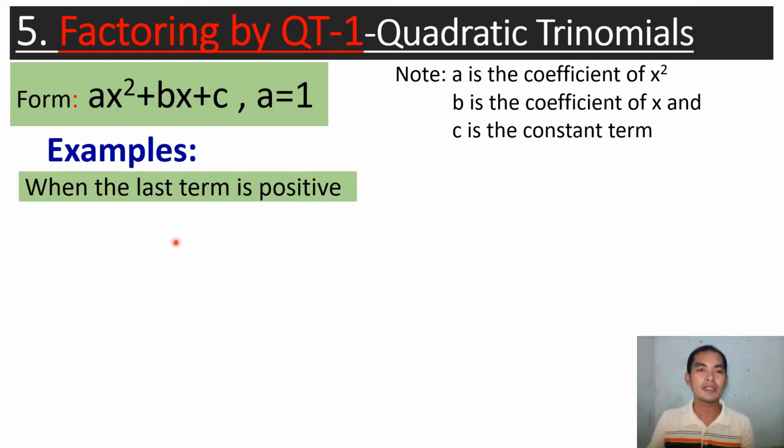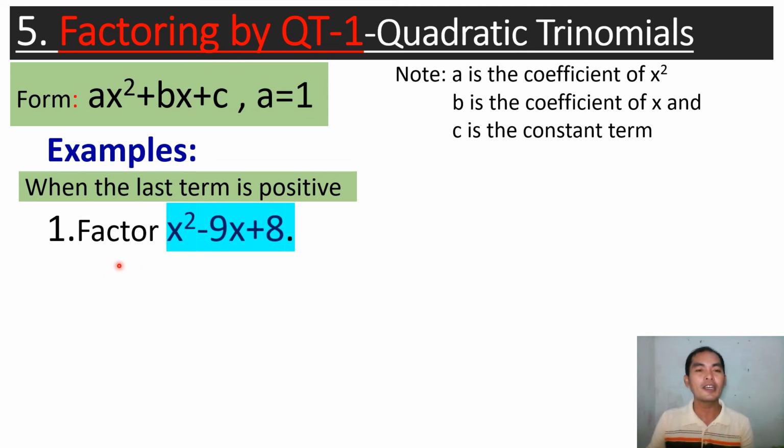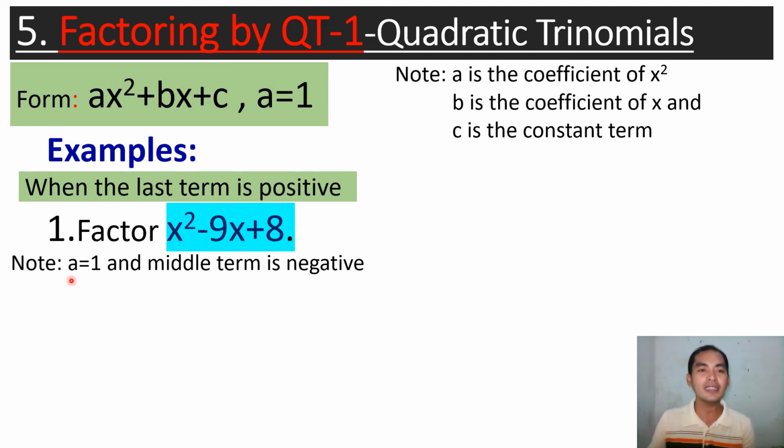Example. Take note here, we have two cases to be considered. First, when the last term is positive and when the last term is negative. Let's proceed first when the last term is positive. Factor x squared minus 9x plus 8. Now, take note that a or the coefficient of x squared is only 1 and the middle term is negative. What will you do?